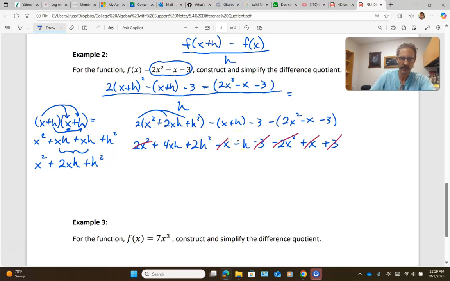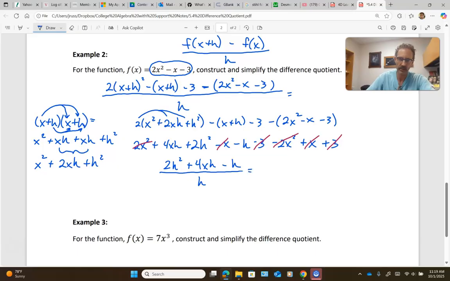And when I rewrite this, I'm going to kind of change up the order. I want to put the h squared term first, and then the 4xh, and then the minus h. Okay. Now I will go ahead and put this over h. Now there is one last thing that we can do to simplify. All three terms in the numerator have at least one h, and so we can divide this h that's down here in the denominator into all three of those terms.